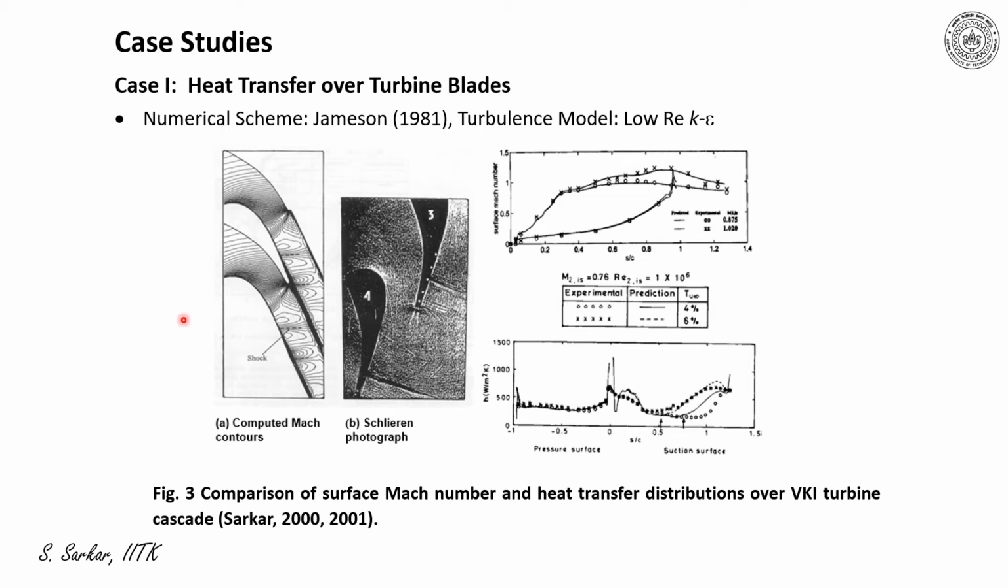This is the isocontour of Mach number distributions, indicating that a shock appears near the trailing edge on the suction surface, and it compares well with the experimental observation. Furthermore, when I compared the surface Mach number distribution for different exit Mach numbers, it appeared that the computational results agree well with the experimental observation.